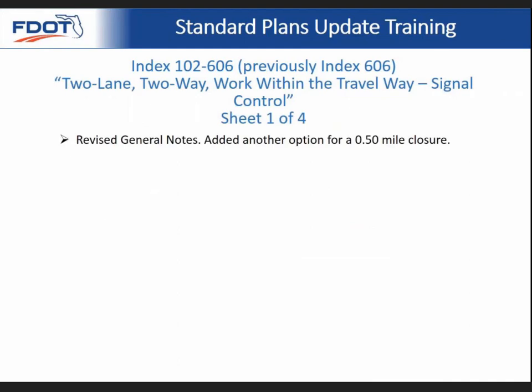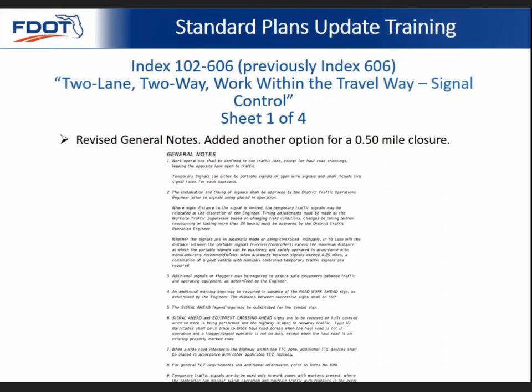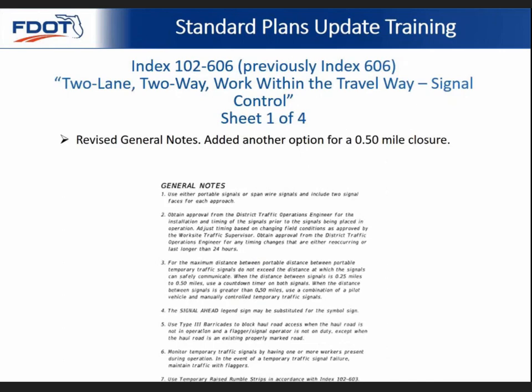Index 102-606, this was previously Index 606, two-lane, two-way, work within the travelway signal control. The general notes have been revised, and we added another option for having a half-mile closure. So you can see here what notes have been eliminated. And this is what the general notes look like now.